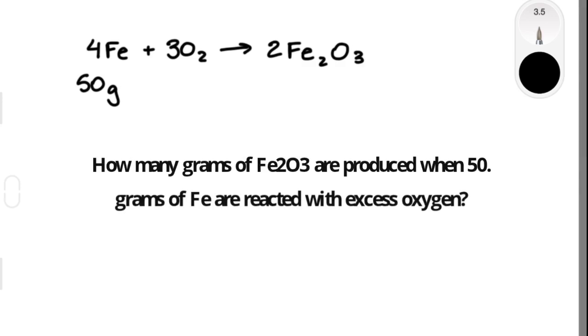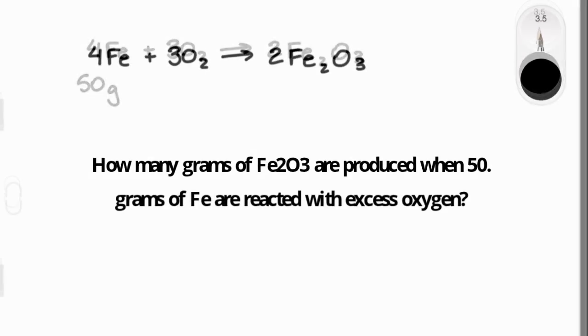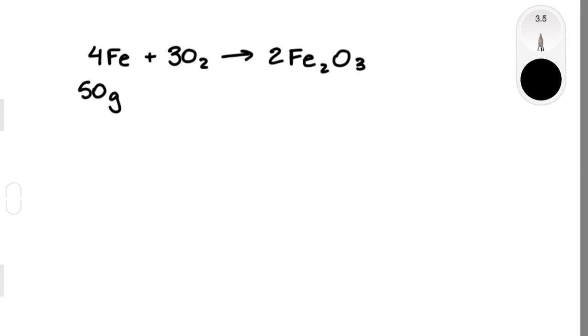How many grams of Fe2O3 are produced when 50 grams of Fe are reacted with excess oxygen? First, we want to convert grams to moles. We do this by using the molar mass of the element found on your periodic table. This mass is in grams per mole. Divide the given mass by the molar mass, which for iron is 55.85 grams.